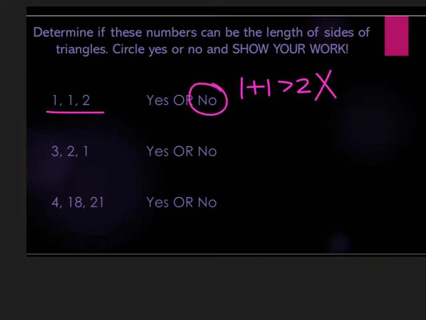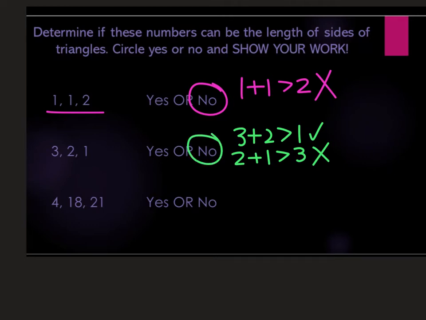Second one, once again, pick two sides, doesn't matter which ones. I'm going to pick 3 and 2. It's the first ones I see. 3 plus 2 has to be greater than 1. 3 plus 2 is 5, which is greater than 1, so that's good. On to the next one. 2 plus 1 has to be greater than 3. 2 plus 1 is 3. 3 is not greater than 3, so this is a no as well. That one fails.